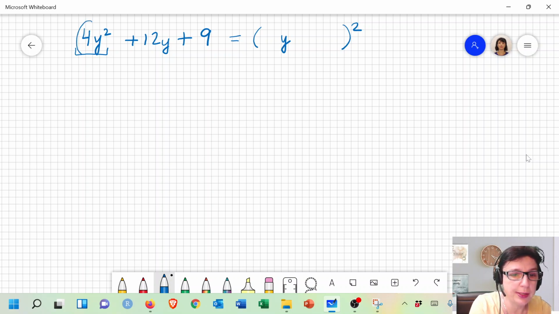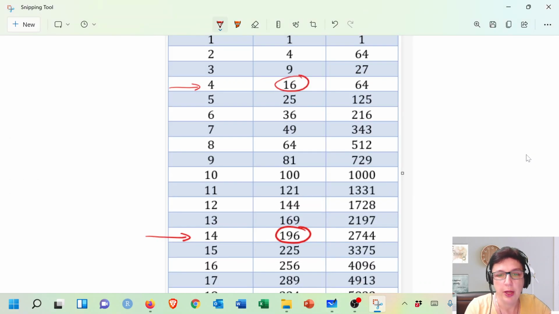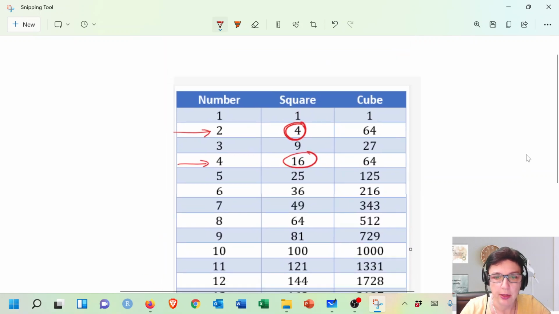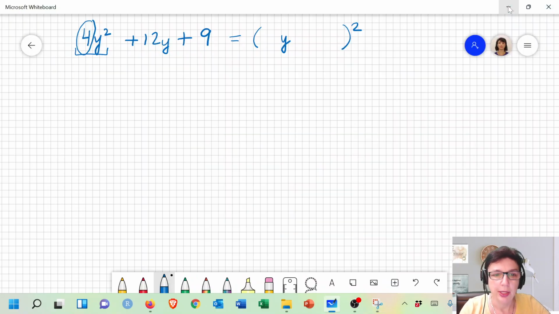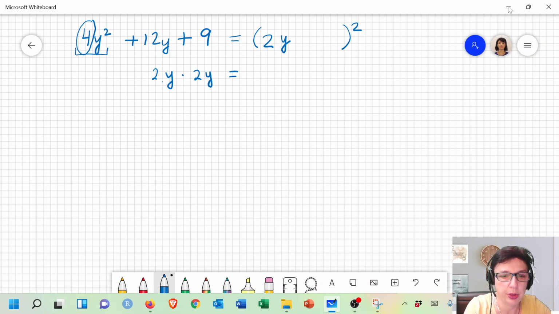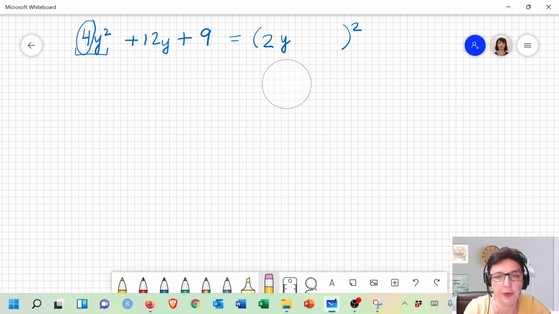But because of this number in the front, you have to also use your table of perfect squares. So you ask yourself, okay, what is 4 a perfect square of? Look in this middle column where you'll find these squares. These are all squares. And you're asking yourself, 4 is a perfect square of what? And the answer is 2. So it's not just going to be a y, it's going to be 2y. Because when you square 2y, 2y multiplied by itself, 2 times 2 is 4, y times y is y squared. So you know that that's a perfect square. Just a little bit of a twist here. Instead of just y, you get 2y.